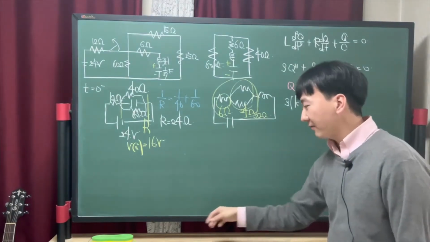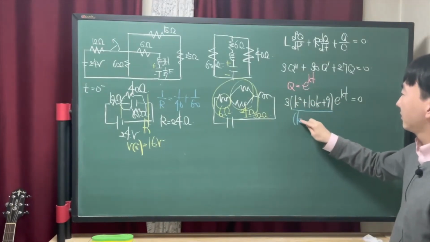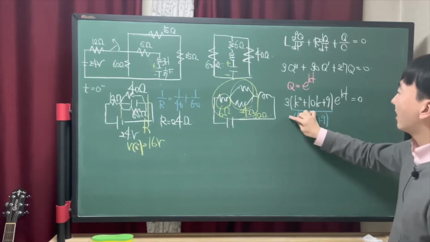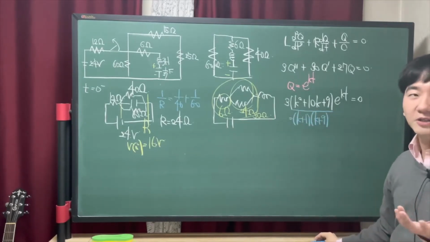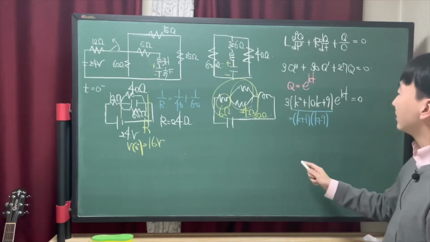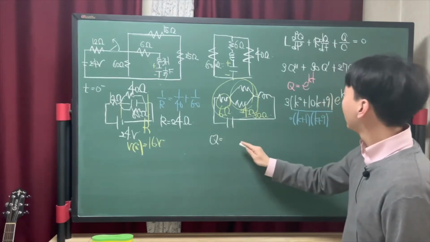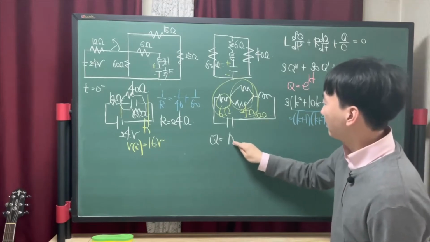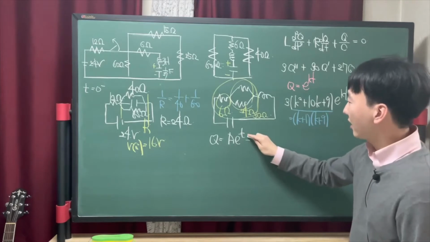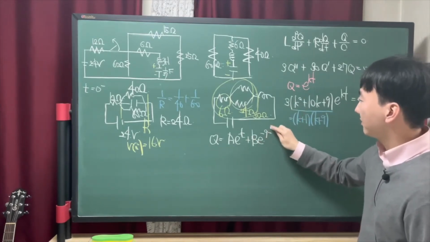And we can factorize this. These are k plus 1 and k plus 9. So k is minus 1 and minus 9. So what we will get is the charge is exponential minus t, k is minus 1, and a linear combination of these two, minus 9t.